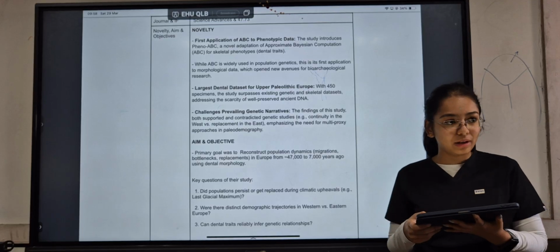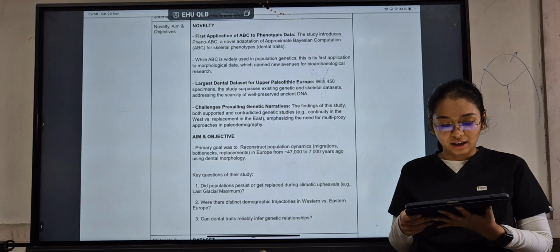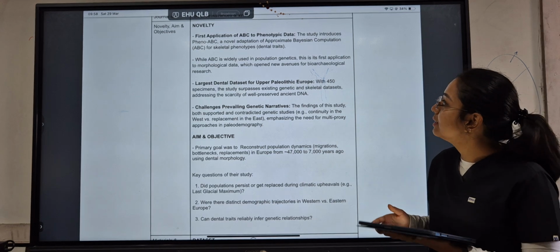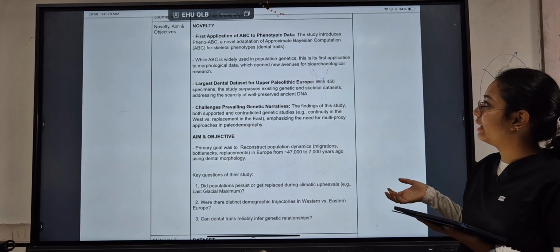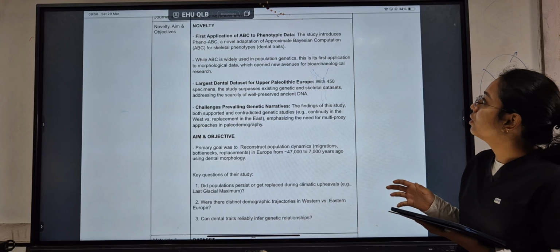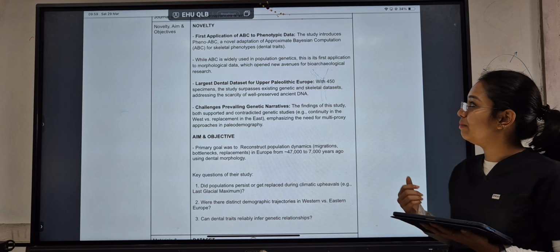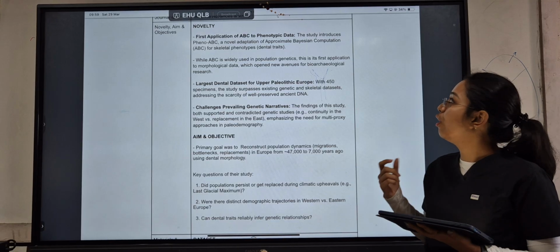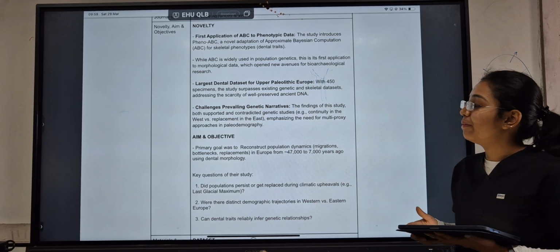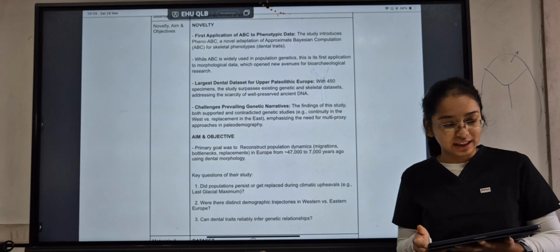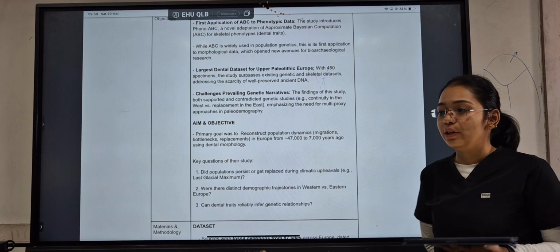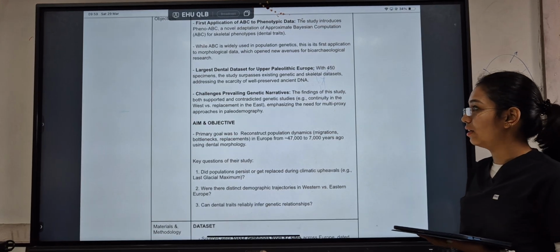Talking about the novelty, aim and objectives. This is a first of a kind paper. It is the first application of ABC to phenotypic data. ABC is nothing but approximate Bayesian computation. So this study introduces Pheno-ABC, which is a novel adaptation of ABC for skeletal phenotypes, that is the dental traits. While ABC is widely used in population genetics, this is its first application to morphological data, which has opened new avenues for bioarchaeological research.